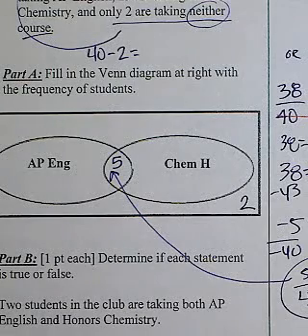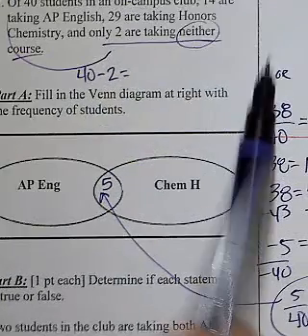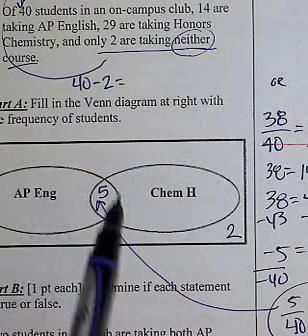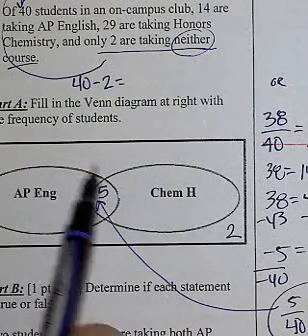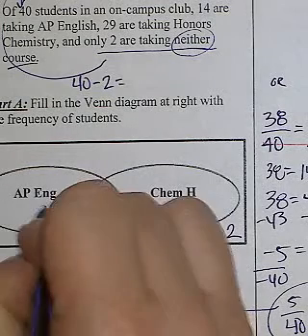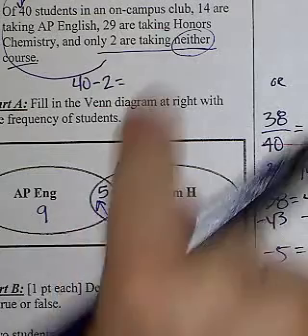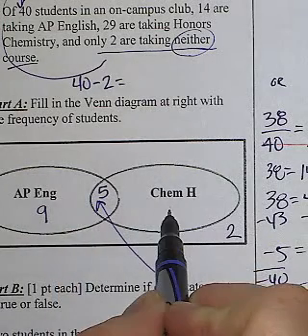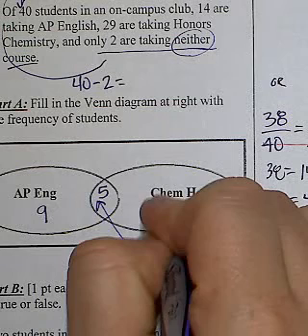We said earlier that 14 are in English. So this entire oval has to add up to 14. I have 5 here, remaining 9. 9 plus 5 is 14. And 29 are in chemistry. 5 plus what number is 29? 5 plus 24.